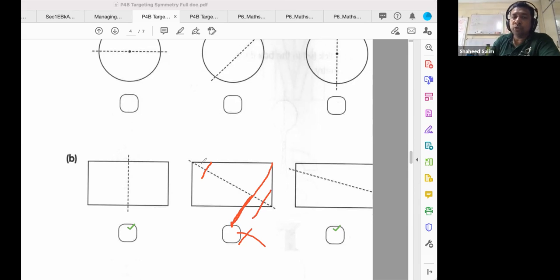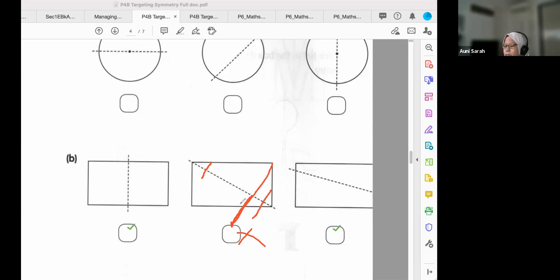Do you understand how to do that? You measure from the line of symmetry. You measure. This one, of course, is not.